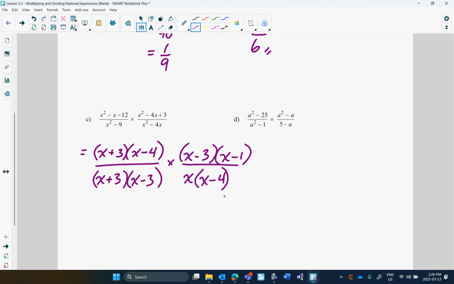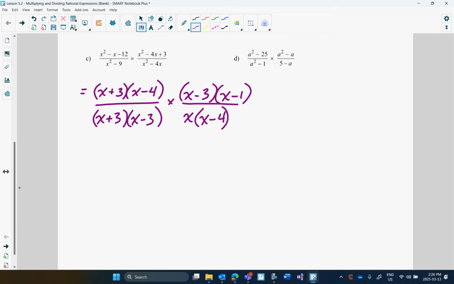Because if we do the NPVs at the end, we're going to miss some. So look at all the denominators. Just look at each factor. What can't x be? So there's 4 NPVs, -3, +3, 0, and 4. Now go to town.